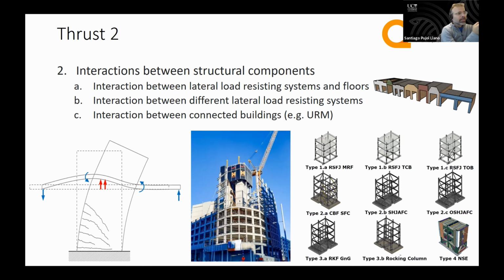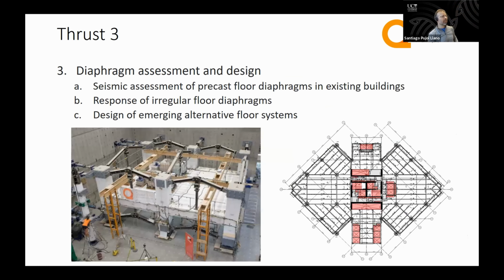That interaction requires careful study, and I know there's already a project looking at connections between steel components and shear walls. That's critical because that connection has to work. Even if the shear wall is designed well, even if the gravity system works well, that connection is critical. That kind of thing is what we're referring to in Thrust 2.